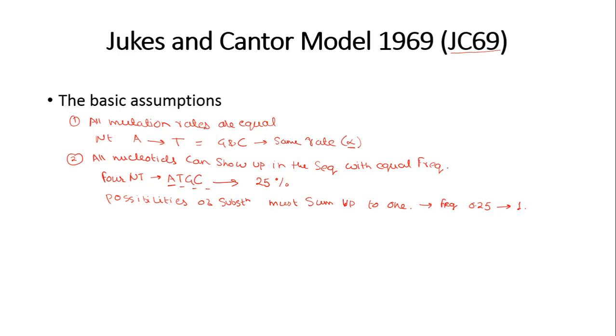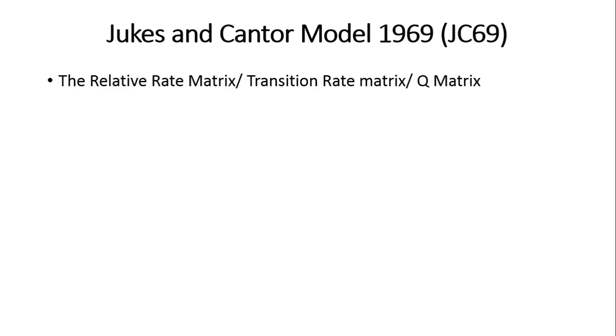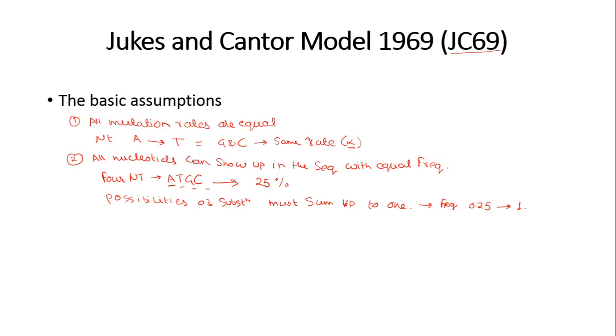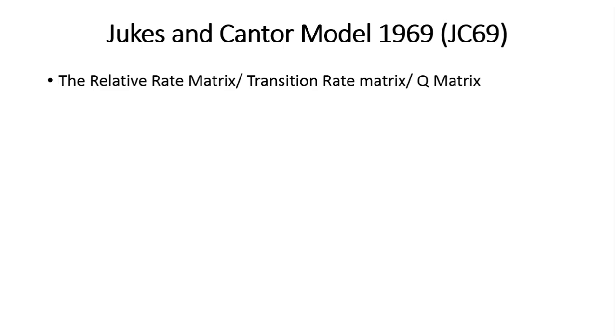Okay, so now this is how scientists model the situation by using these two assumptions. I would just show you a brief account as to how such assumptions can be mathematically modeled. We have four nucleotides, so we can arrange them in a 4x4 matrix. The resulting 4 by 4 matrix is sometimes called the relative rate matrix, or some people refer to it as the transition rate matrix, or the Q matrix.